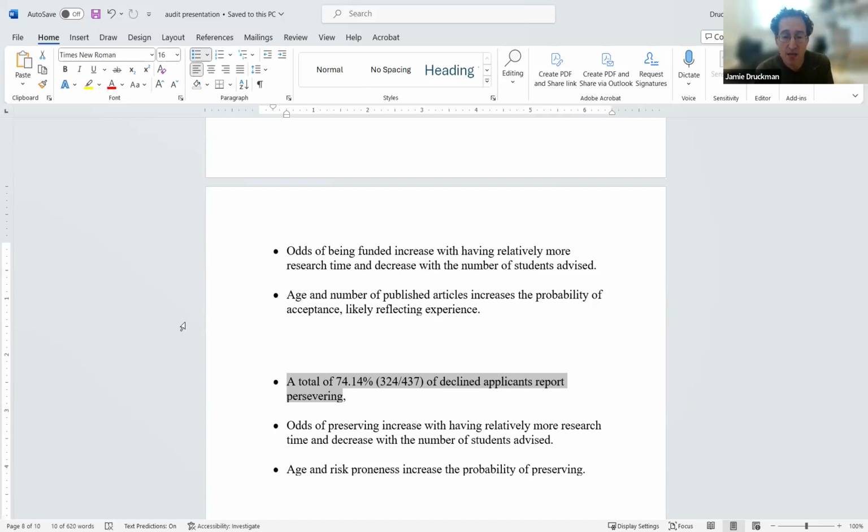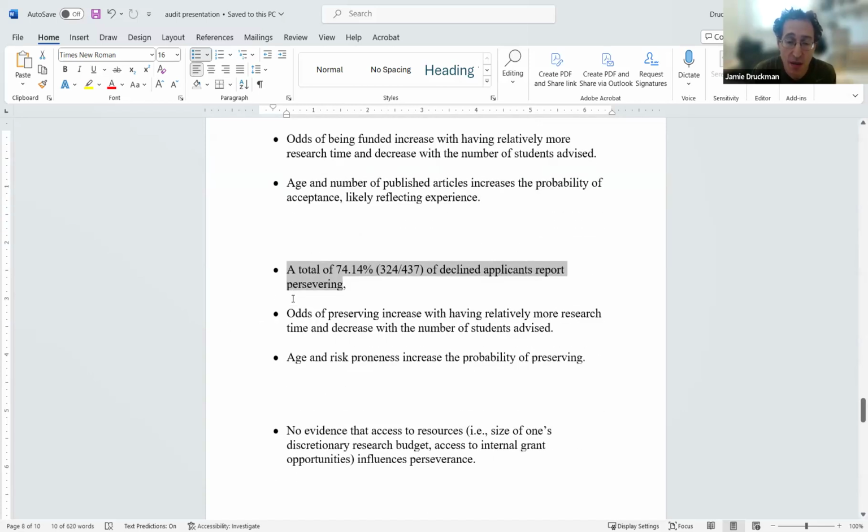And the variables that affect perseverance are similar to the variables that affected funding. You persevere more if you have more time. You persevere less if you have more students to advise. We also found age increased the likelihood of persevering. And we found risk attitudes: if you're more risk prone, you were more likely to persevere, which makes sense. And so those are some descriptive findings on those steps in the research process.